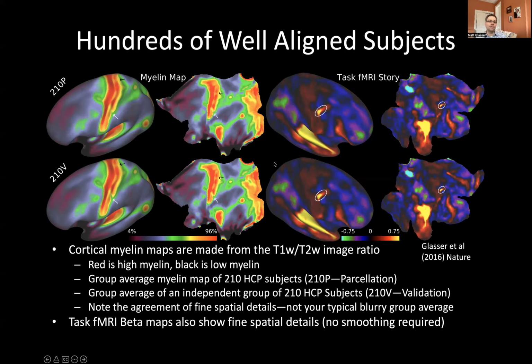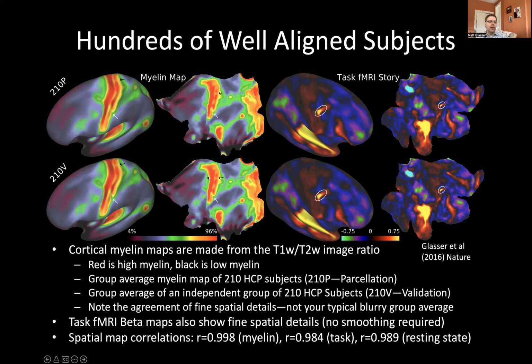Most people smooth task fMRI data, but you don't have to. And if you average it across a bunch of subjects, you can even find highly reproducible little activations like this one in area 55B. And so these correlations between these group averages are really high. They're 0.9, 0.98 for myelin, for a task, which I'm showing here, or resting state that I'm not showing.